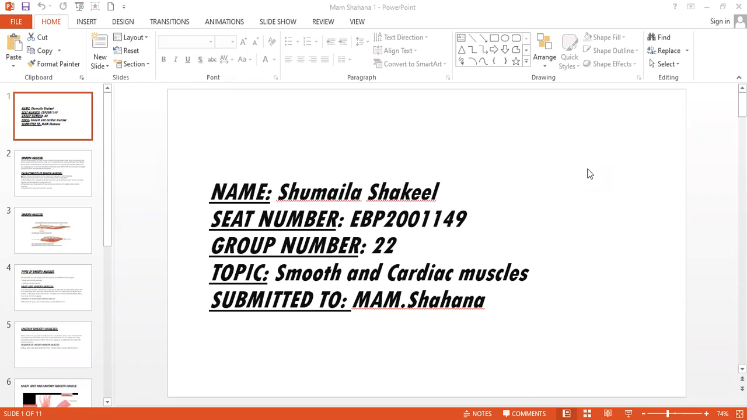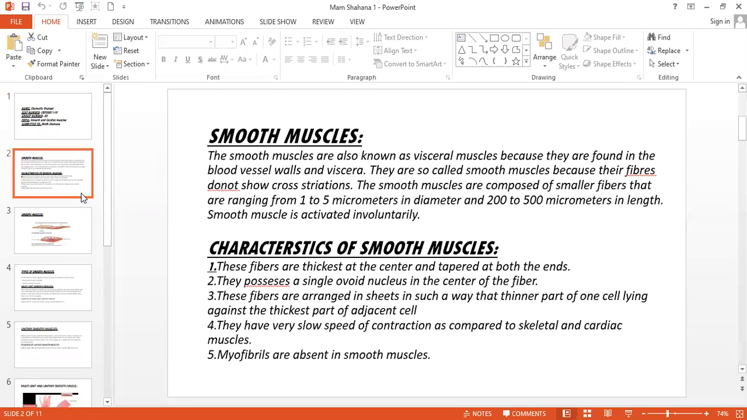I am from group 22, and actually I am here to present you the second part of our presentation, which is smooth and cardiac muscles. So first of all, we will discuss the smooth muscles. In this slide, we'll study the characteristics of the smooth muscles, and in the ongoing slides, we'll study the diagram of the smooth muscles, the types of the smooth muscles, how the smooth muscles react, and the contraction of the smooth muscles.